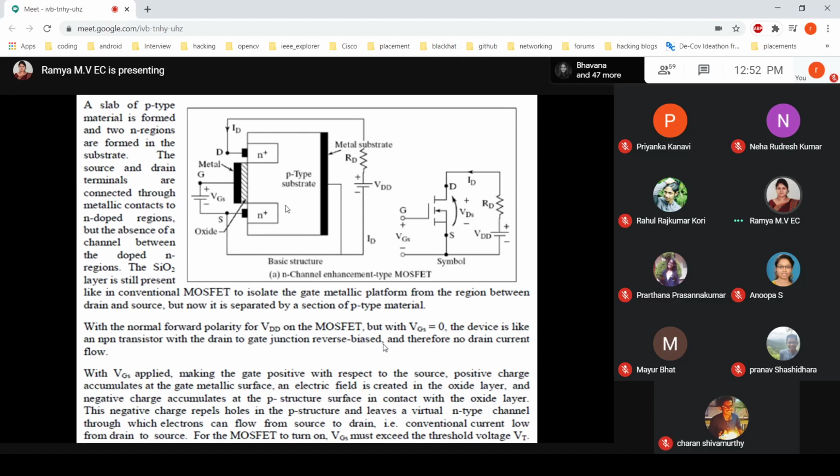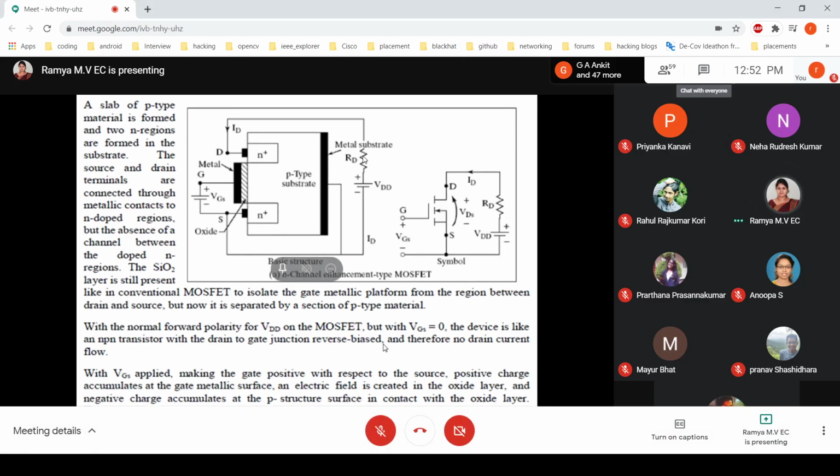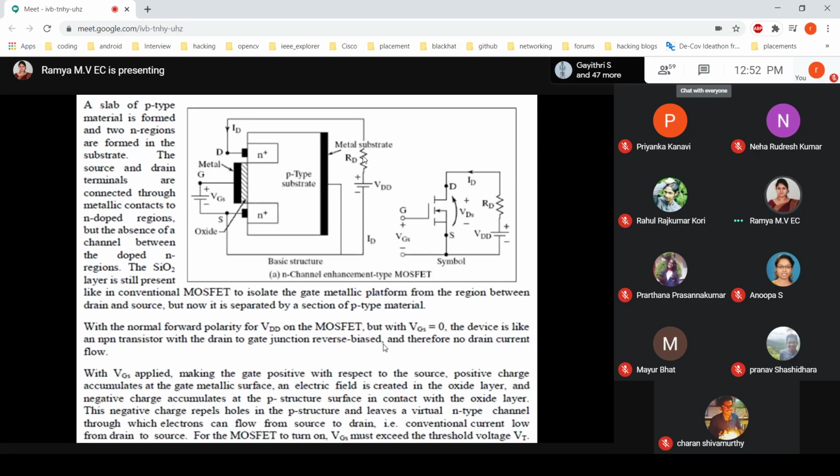When I apply VGS some positive voltage with respect to the source, positive charge accumulates at the gate metallic surface and an electric field is created in the oxide layer, and negative charge accumulates at the P structure surface in contact with the oxide layer. This negative charge repels holes in the P structure and leaves a virtual N-type channel through which electrons can flow from source to drain. That is conventional current flow from drain to source. So for the MOSFET to turn on, VGS must exceed the threshold voltage VT.